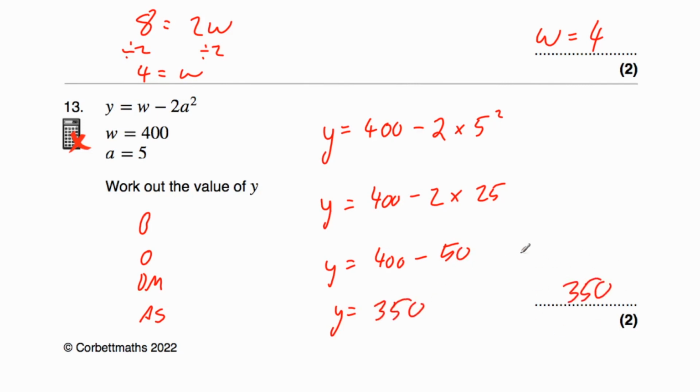So the answer is 350, and we can check it. Remember, to work out y, we're going to do w subtract 2a squared, and we've got to do our order of operations, so we have to square a first of all. 5 squared is 25. Then we do our multiplication. 2 times 25 is 50, and then we've got 400 take away 50 is equal to 350.